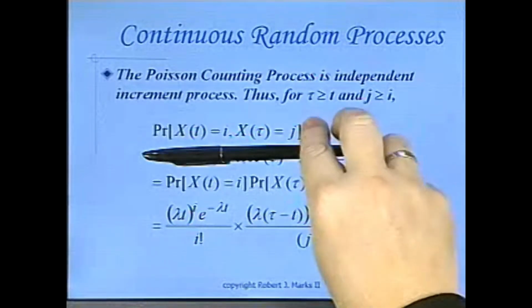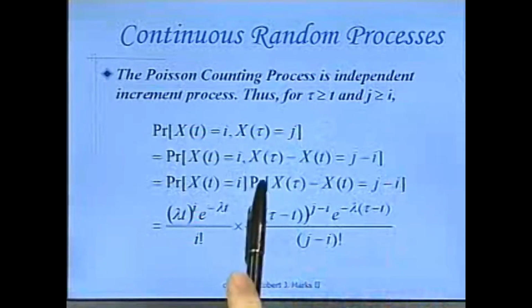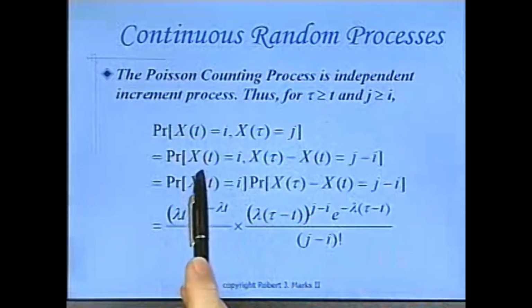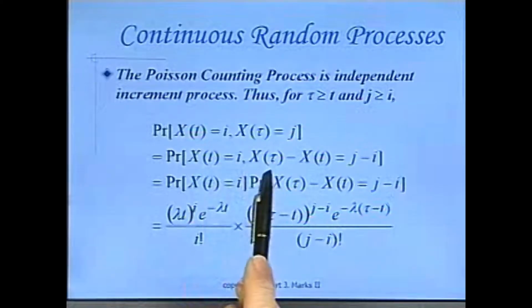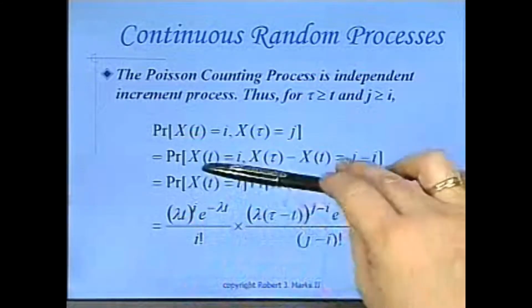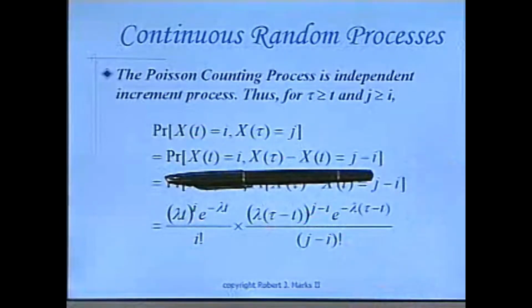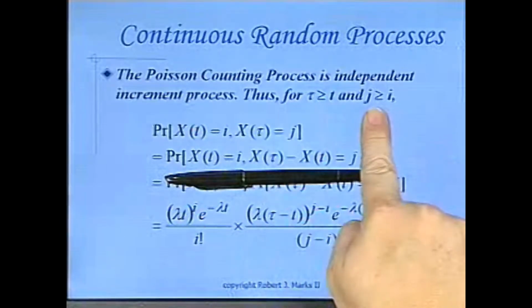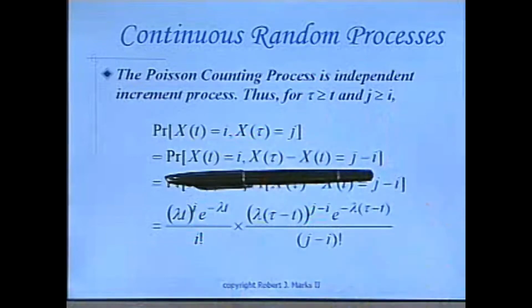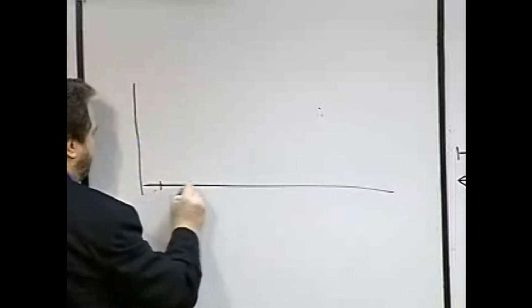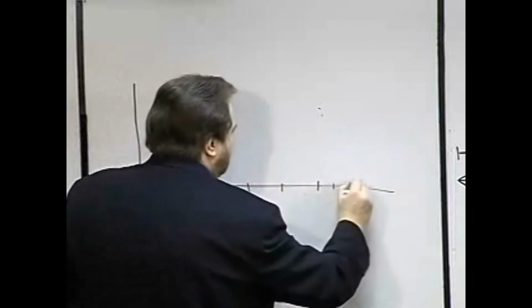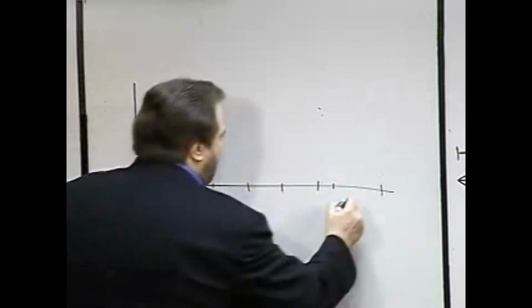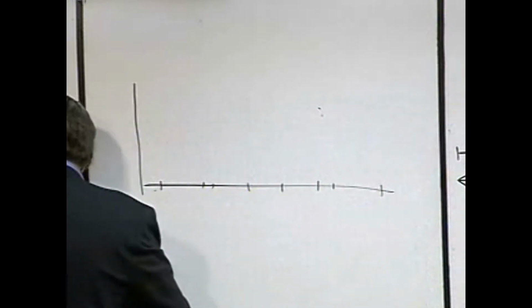Let me go through the math. We can basically do this best by breaking up x of t. This is equivalent to x of t is equal to i, and x of tau minus x of t is equal to j minus i. This is under the assumption that j is greater than or equal to i, and tau is greater than or equal to t. In other words, we have Poisson points here. And we choose a value of which one's bigger? Tau is bigger. Choose a value of t.